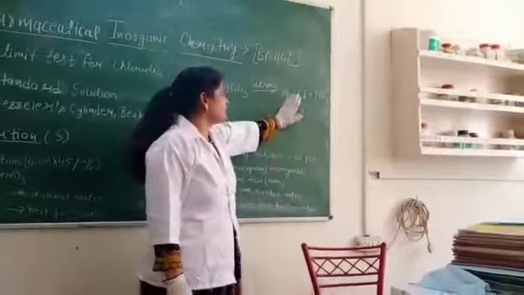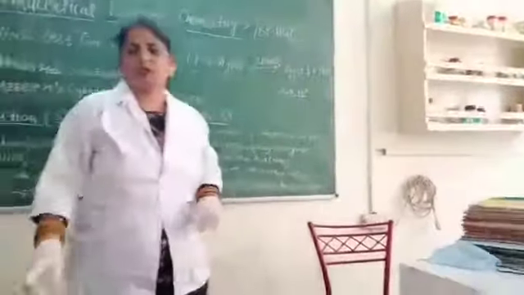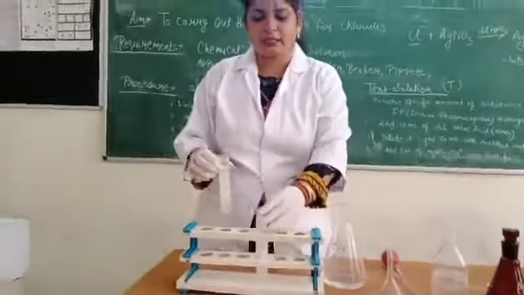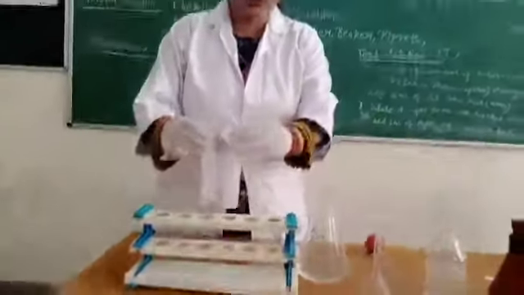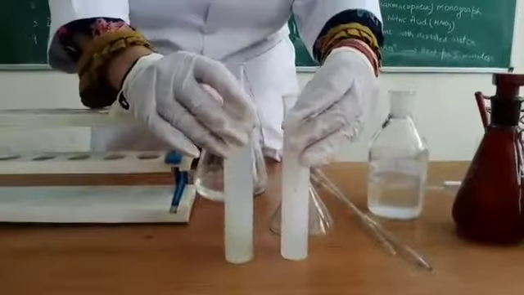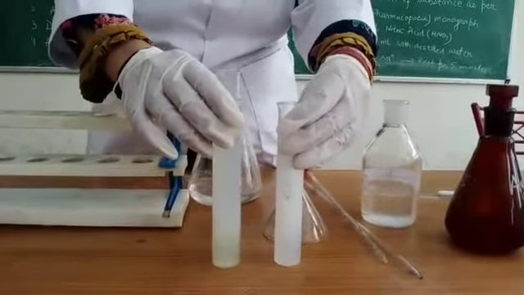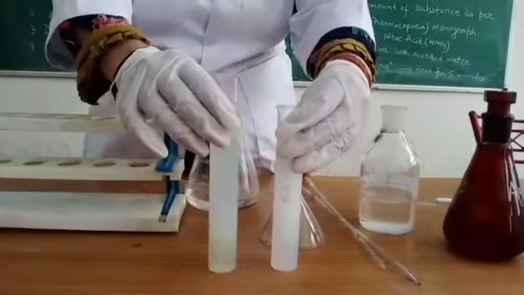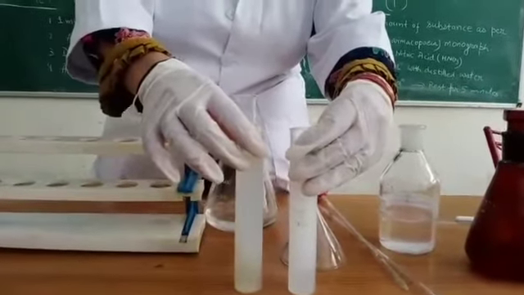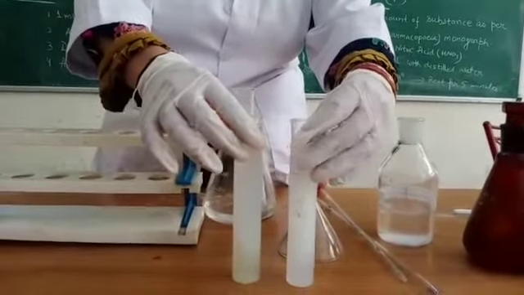Now we will compare our test solution with our standard solution. This is our test solution and this is our standard solution. When we compare the turbidity of both the solutions, this yellow color is due to some other impurities in the sample. You can compare against the white part of the Nessler cylinder.